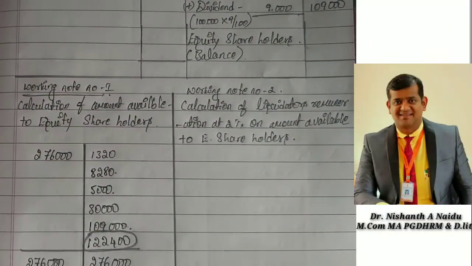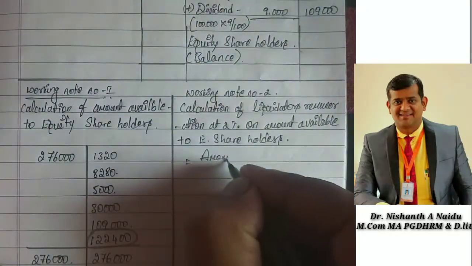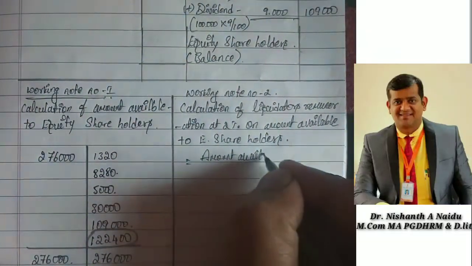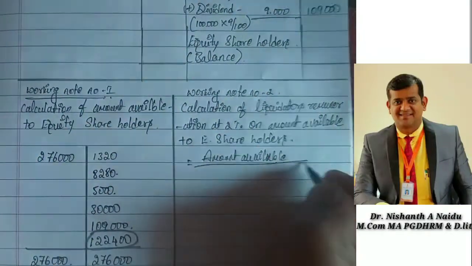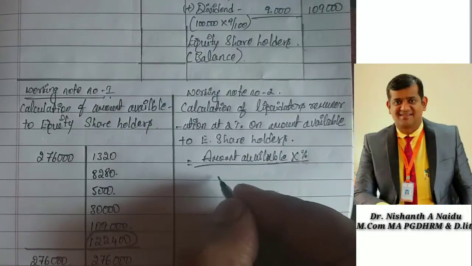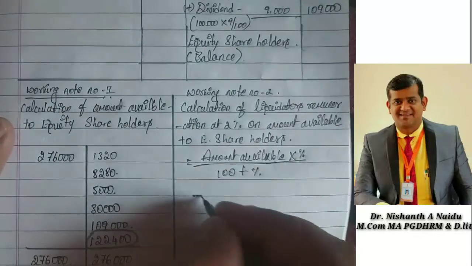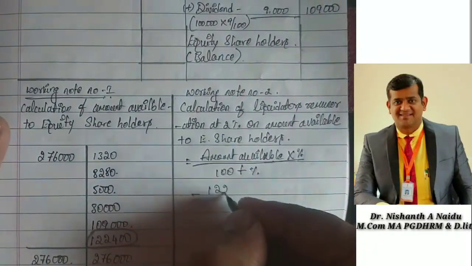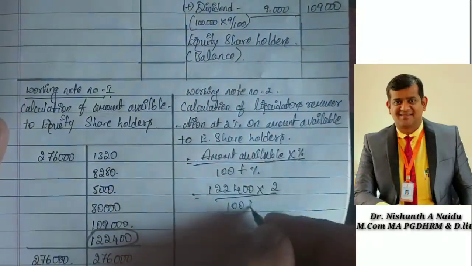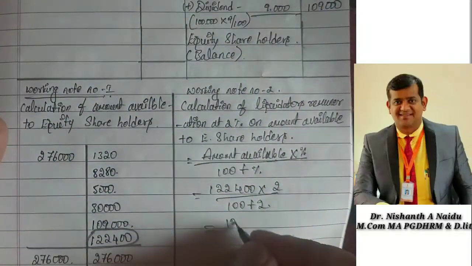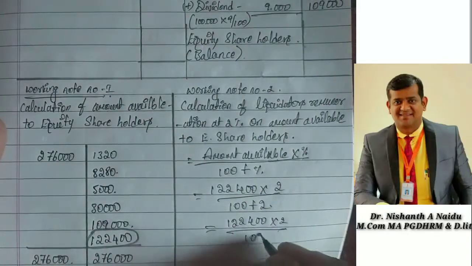Okay. So now let us check. The formula is same: amount available divided by 100 plus percentage, into the percentage. So how much amount is available? 1,22,400 into 2% divided by 100 plus 2. So if you do that, we will get 1,22,400 into 2 divided by 102.